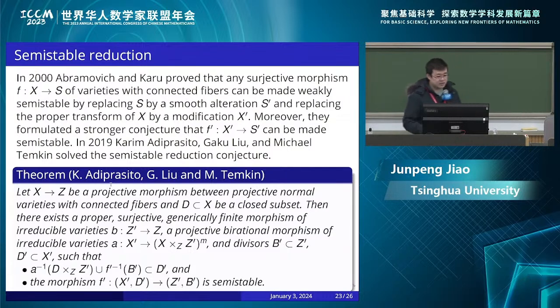And in 2019, De Pasquale, Liu, and Tompkins proved semi-stable reduction. Let X to Z be a projective morphism between projective normal varieties with connected fibers, and D a closed subset of X. Then there exists a proper surjective generically finite morphism of irreducible varieties Z' to Z, and a projective birational morphism X' to this. Second, the morphism is semi-stable.